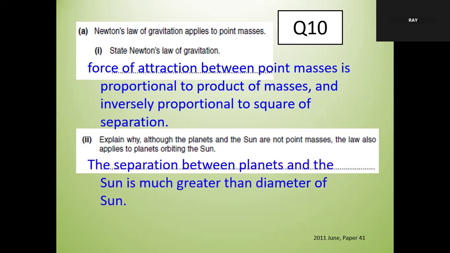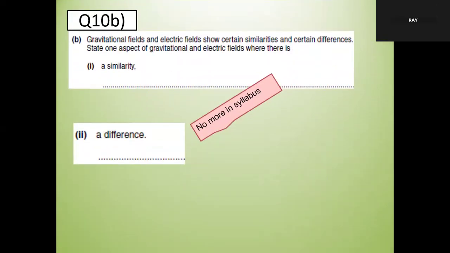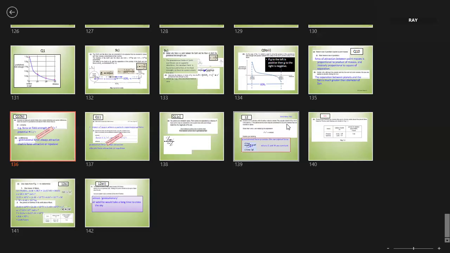Separation between the planets and the sun is much greater than the diameter of the sun. Okay. This one is not in the syllabus anymore, so you won't bother about that.